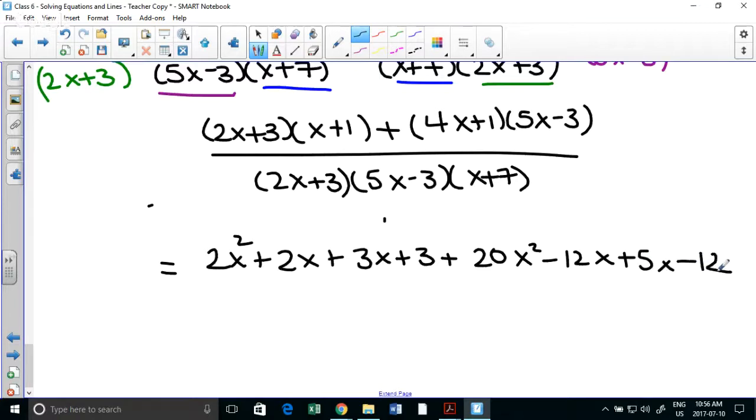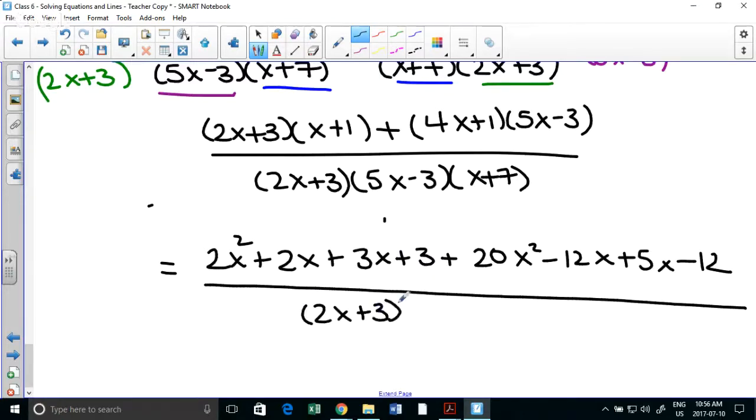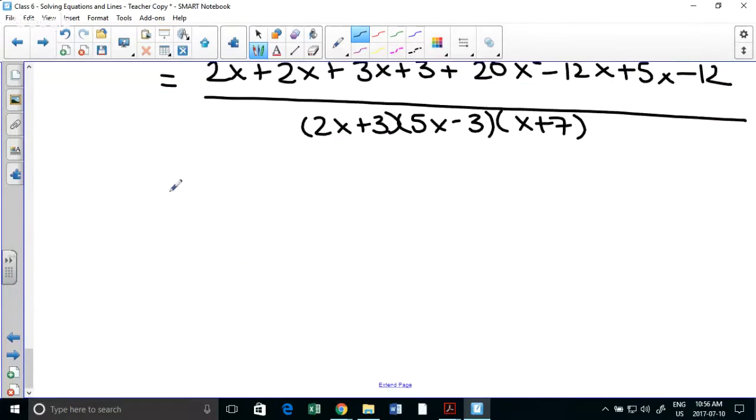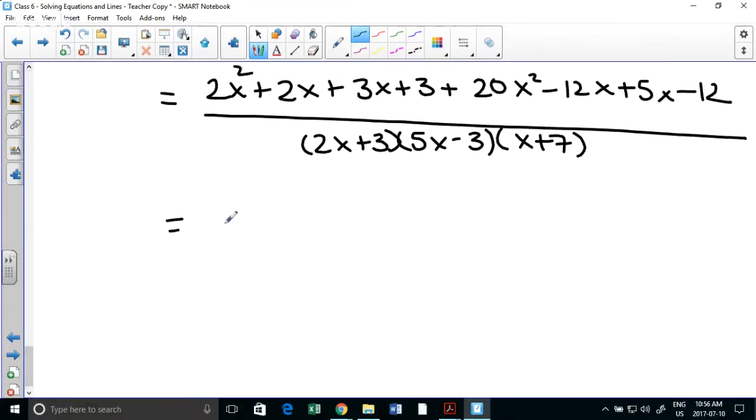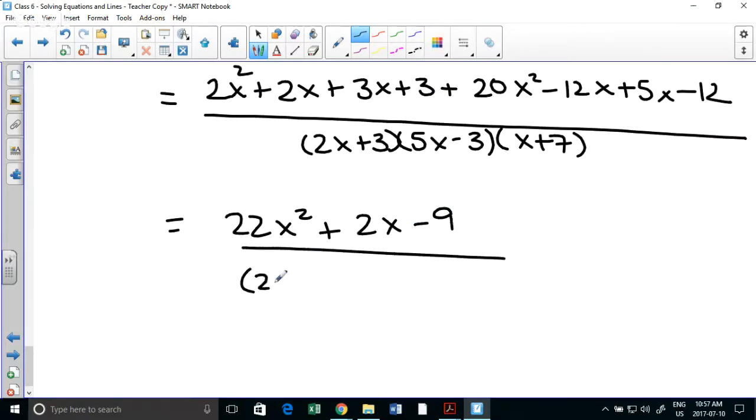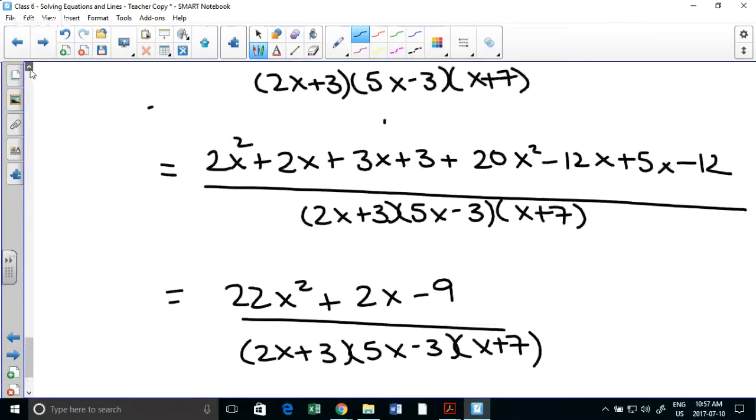I'm just moving through this quickly. And then you would put your like terms together, giving me 22x squared plus 10 minus 12 is 2, 3 minus 12 is 9. So you could do that. But like I said, I was just really testing to see how you did with the common denominator.